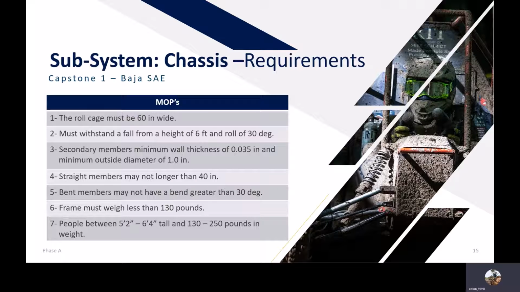Bend members may not have a bend greater than 30 degrees. The frame must weigh less than 130 pounds. The design must suit people between 5 feet 2 inches and 6 feet 4 inches tall, and from 130 pounds to 250 pounds in weight.